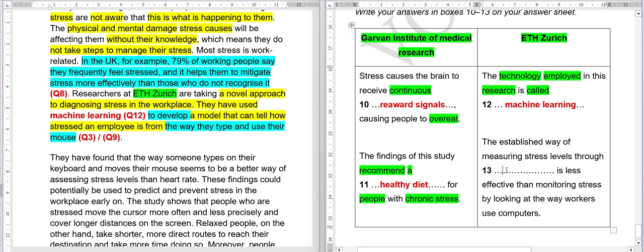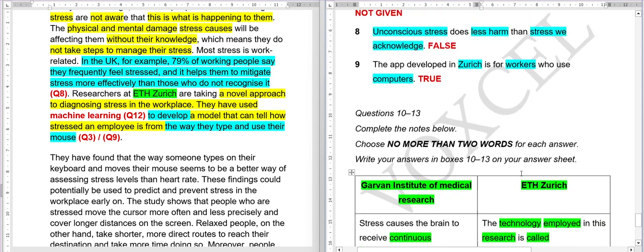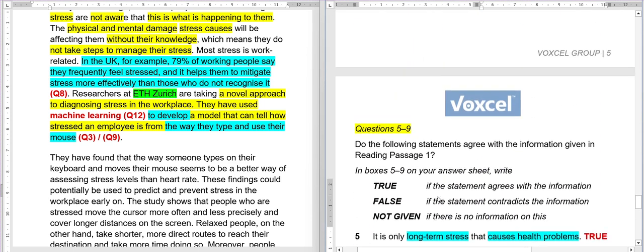Yes, here should be some sort of method. One method is looking at the way workers use computers. If we are now talking, the answer should be another method which is less effective, like measuring their pulse, something like that. How we measure stress levels by this way is less effective than measuring stress level by the other way. But we haven't read any comparison still here, so whenever we read that particular comparison, we will find our answer. Okay, so true false we have done.